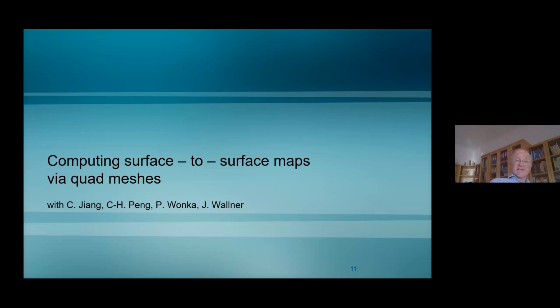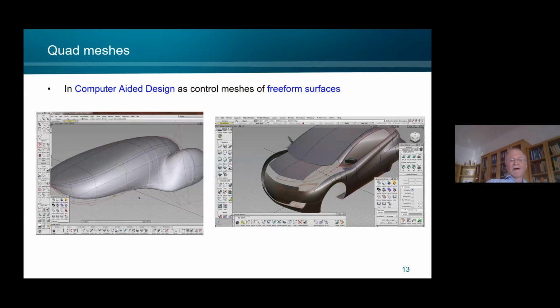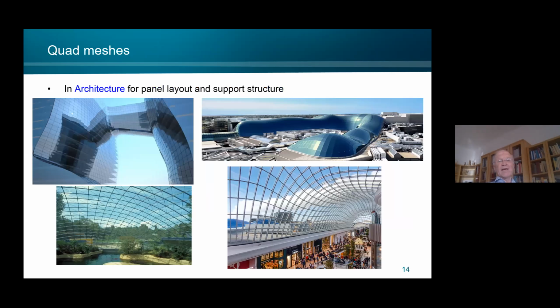So now, after this short mathematical introduction, I'm coming to the computation of surface-to-surface maps via quad meshes. And let me just bring up some use of quad meshes in various applications. They are preferred for character animation, for example. They are, of course, central in computer-aided geometric design. For example, they occur as control meshes of freeform shapes. In architecture, they occur in the panel layout and in the support structure.